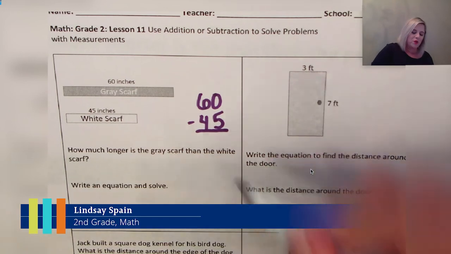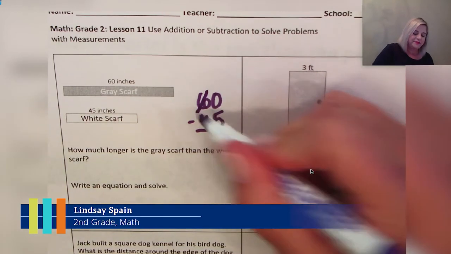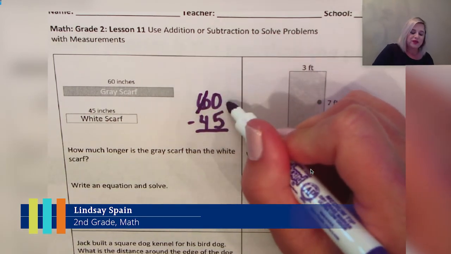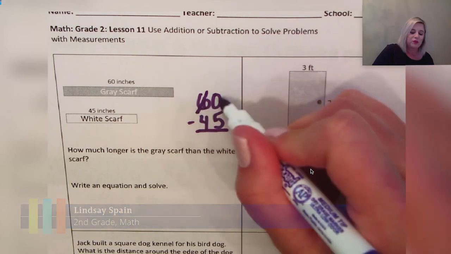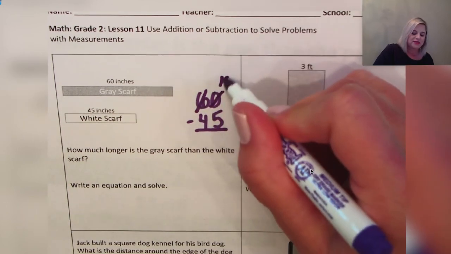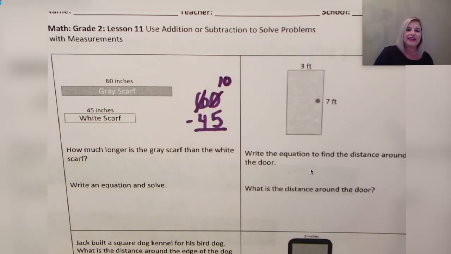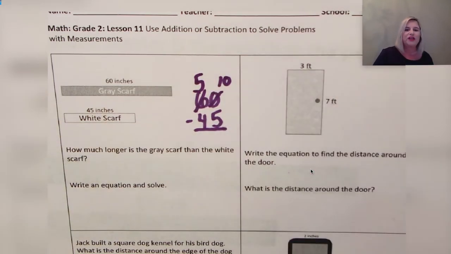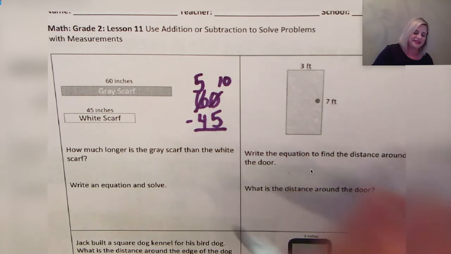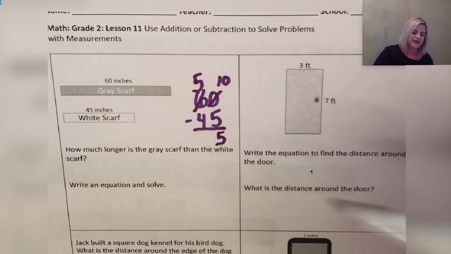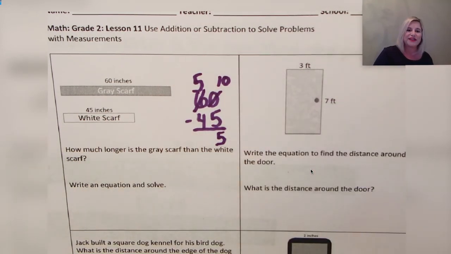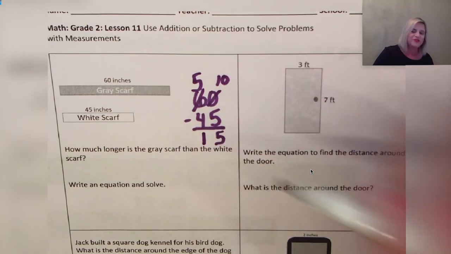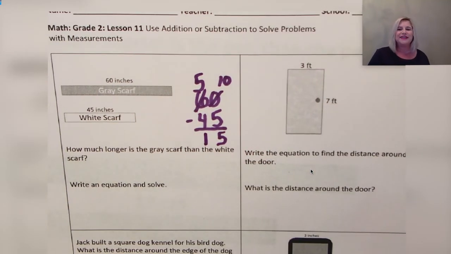Right. We can take a 10 and bring it over to the ones place. We'll take 10 ones over to the ones place. And then that gives us 5 tens left. And we know 10 minus 5 is 5. And 5 minus 4 is 1. Very good, boys and girls. Give yourselves a round of applause.